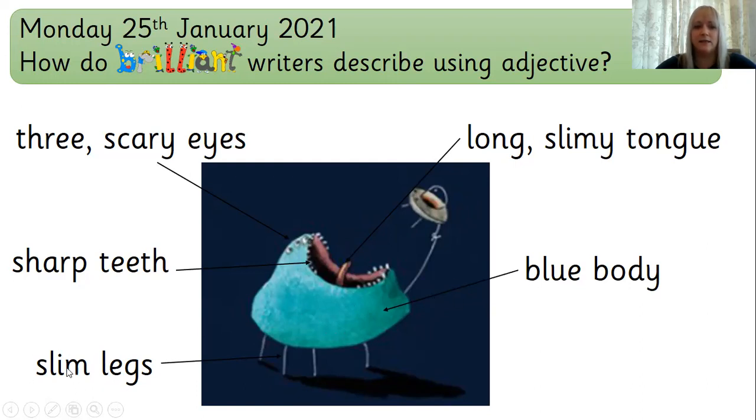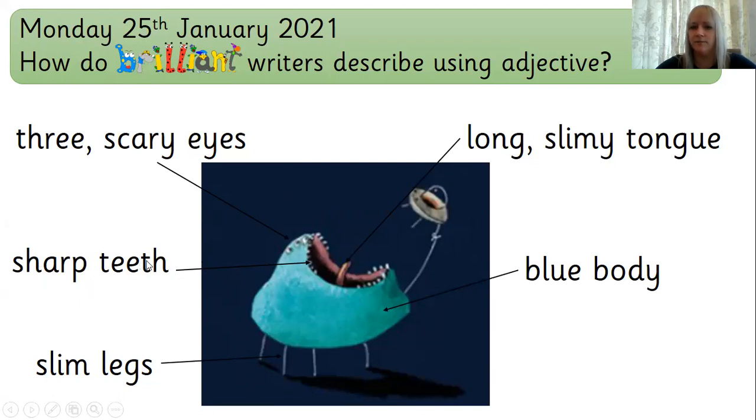Here I've said slim legs. They're very thin, and so I describe them as saying they're slim legs. I've also talked about his teeth. He's got lots of teeth and they are very, very sharp. Sharp teeth.